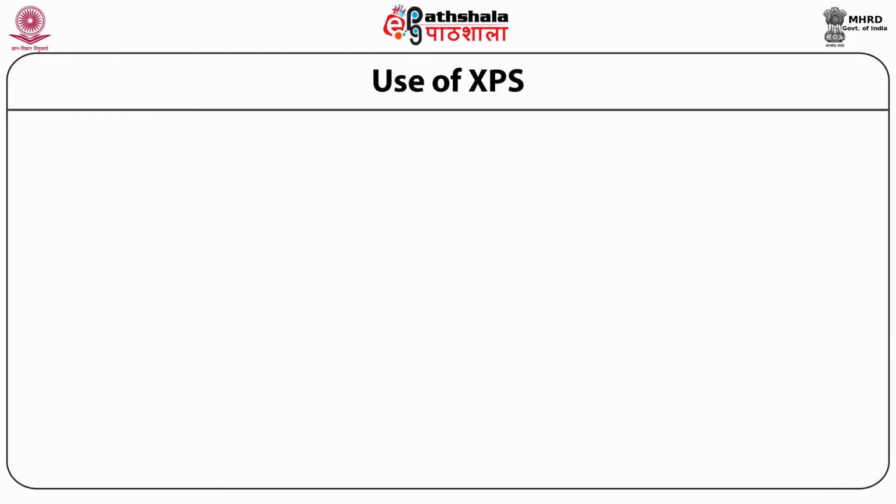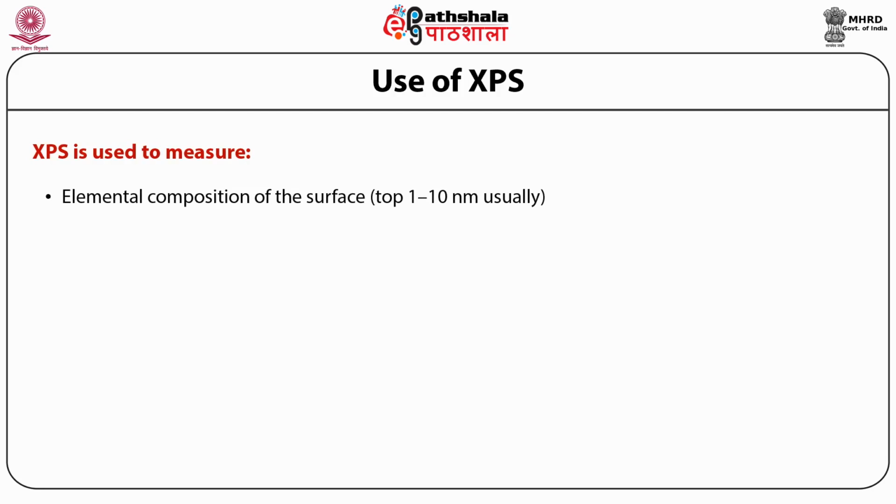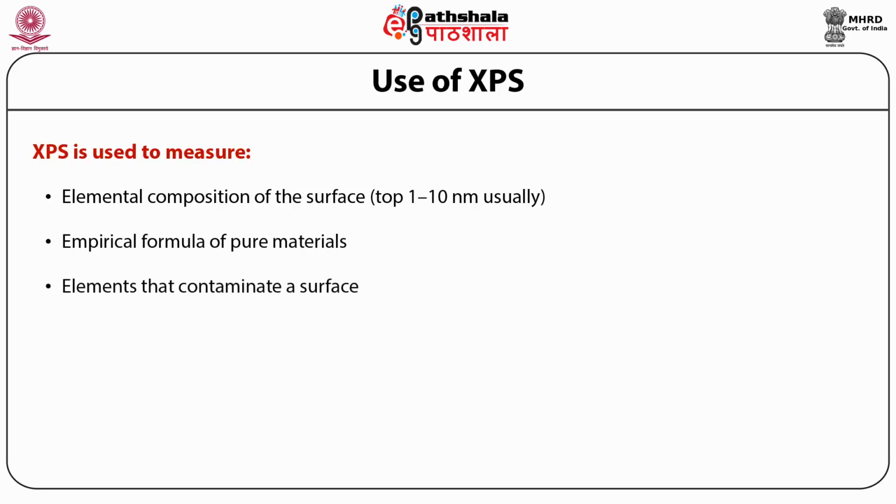The uses of ESCA. ESCA can be used to measure a number of properties. This is used for elemental composition of the surface, and when we do that, it comes from the top 1 to 10 nanometers usually. Secondly, it is also used for finding out the empirical formula of pure materials. The third application is that elements which contaminate a surface can be checked. So it helps us in finding out the kind of contamination which is there on the surface.